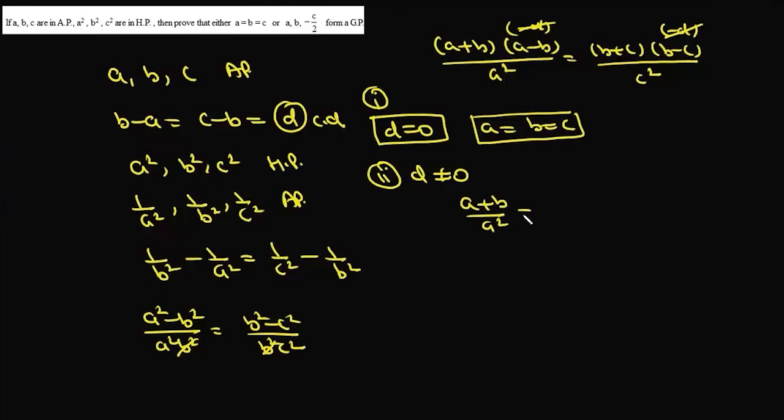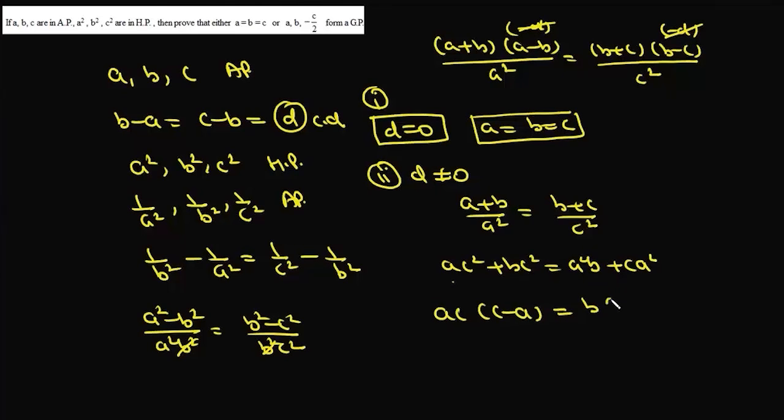Now if we consider d is unequal to 0, then we can write a plus b upon a square will be equal to b plus c upon c square. So ac square plus bc square will be equal to a square b plus ca square. Now we'll take terms of ac together, so it will be this ac into c minus a, and it will be equal to b into a square minus c square. Now a is unequal to c because d is unequal to 0.